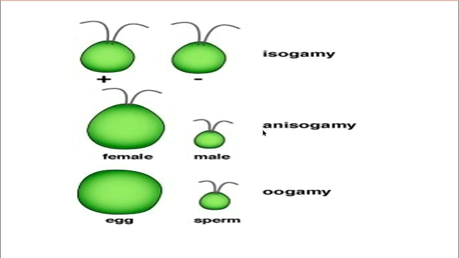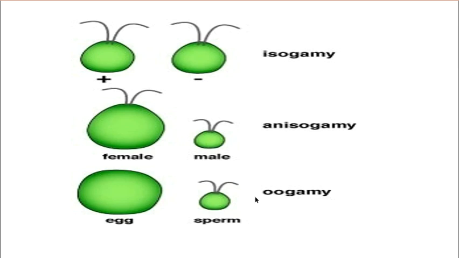In the second type, or anisogamous reproduction, you can see the female gamete is bigger but has flagella, that means it is motile. This is the male gamete, which is smaller and has flagella, that means it is also motile. But the sizes are different. So it comes under the category of anisogamous reproduction.